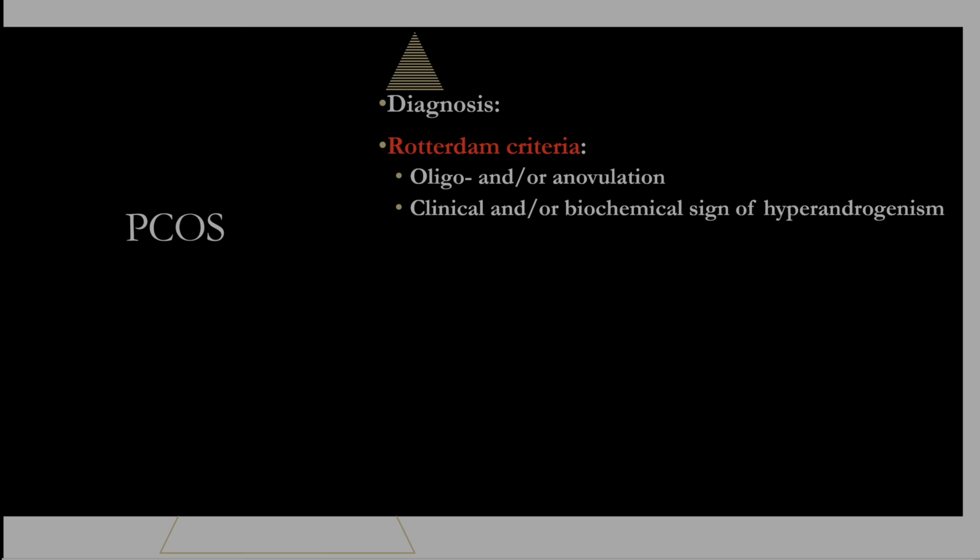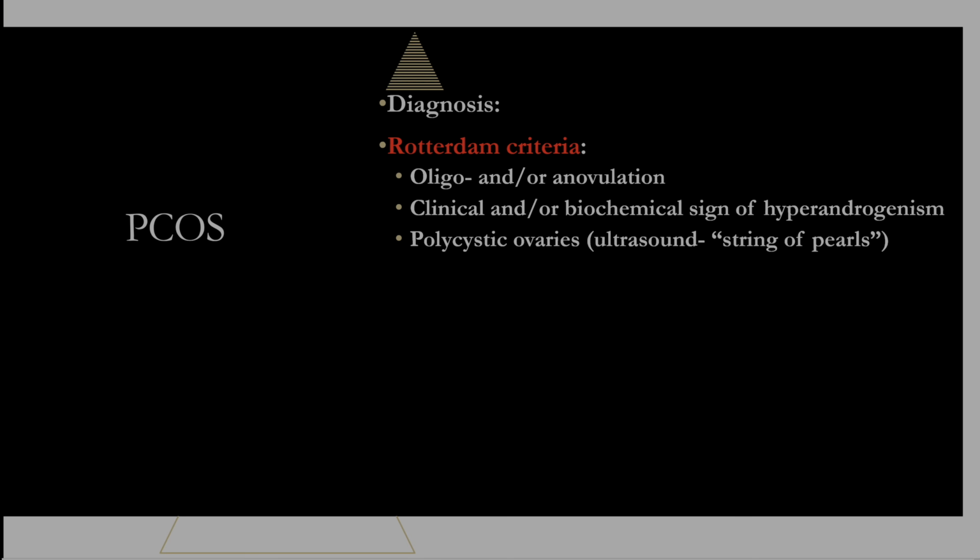And then finally, the last criteria, which we haven't talked too much about yet, is the ultrasound findings. The last criteria is polycystic ovaries by ultrasound. So let's talk about the ultrasound findings. Like I mentioned before, the fluid-filled structures in the ovary that we see in some women with PCOS are not cysts, but rather immature follicles that never developed during those failed ovulation events.